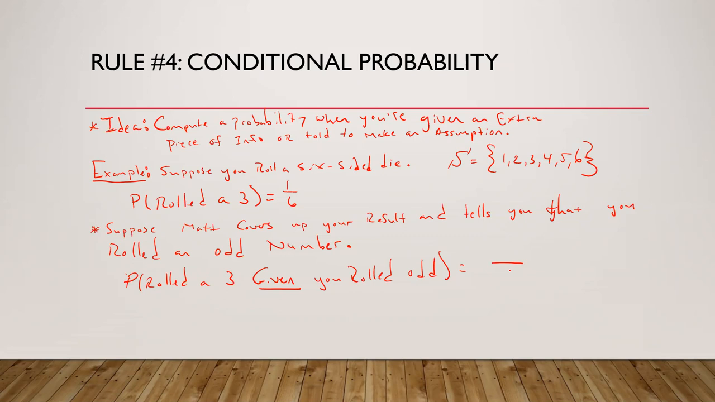Well, how many odd numbers are there on a six-sided die? Yeah, there's a one, there's a three, and there's a five. So there's only three possible ways you could have rolled an odd number. Now the probability you rolled a three, if you know it's an odd number, well, what did Tora say it was there? Yeah. So the probability that you rolled a three, given that you rolled an odd number, is just 1 out of 3. Does that make sense?